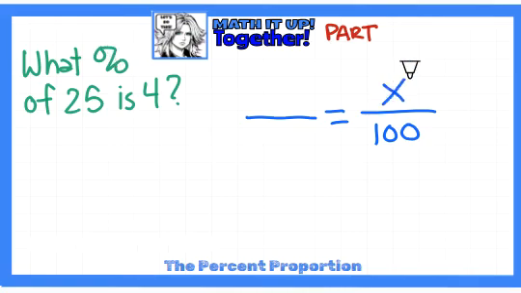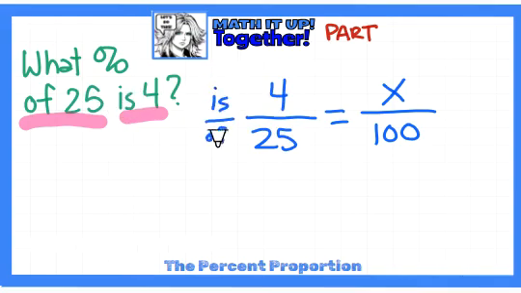Now I just have to decide which one of these is the part and which is the whole. And again, don't be fooled by "small number is the part, large number is the whole." It may be true this time, but it is not always true. So let's look at our problem here. What percent of 25 is 4? "Of 25," that is sounding like my whole, and this is sounding like my part. We had those helper words, "is" over "of": is 4, of 25. What percent of 25 is 4?